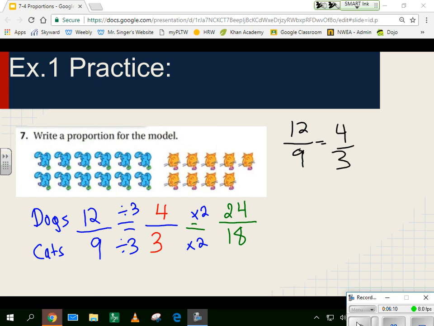The other one I did was also based off the 12 to 9, and I multiplied the 12 and the 9 by 2, and I got 24 and 18. So they each stand alone on their own proportion. So those are two different examples that you should have. Hopefully yours are close to mine. If not, we can check them and we can see maybe your math was off a little bit. All right, let's move on.